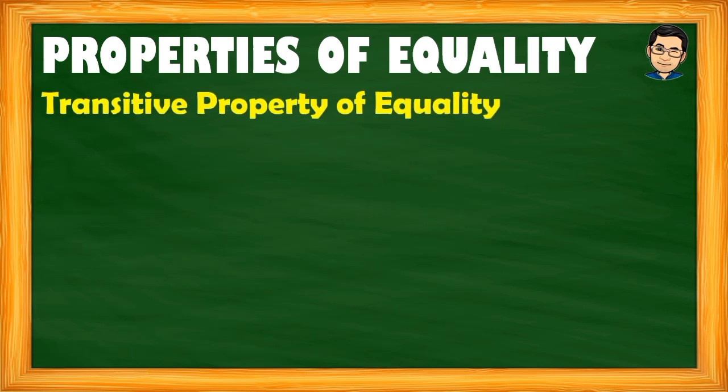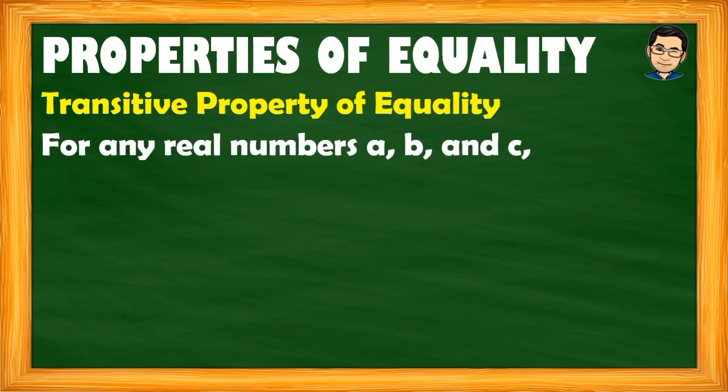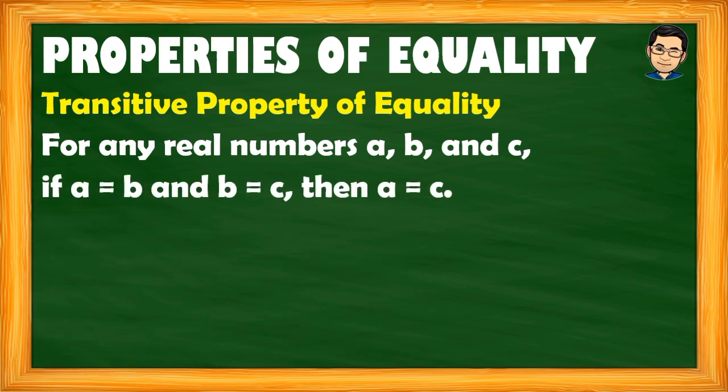And then another is the transitive property of equality. For any real numbers A, B, and C, dito, 3 real numbers na ang ating gagamitin. If A is equal to B and B is equal to C, then A is equal to C. So, explain natin. Like for example, si A equal dun sa age ni B. And then, si B equal dun sa age ni C. Kapag ganon, pwede nating sabihin na si A kasing edad niya si C. It's because B is equal to C.